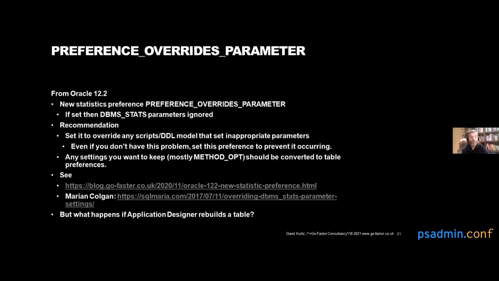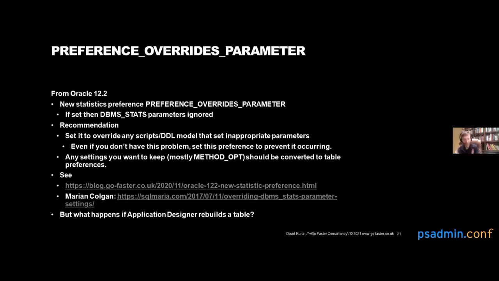Something that's new in Oracle 12.2, it's a very nice trick they've added. It's a statistics preference called PREFERENCE_OVERRIDES_PARAMETER. If you set it, every time you call DBMS_STATS with a parameter in the call, it will ignore that parameter. So you might say sample size 1%, but if you've set this, Oracle will say, I'm going to ignore whatever you've put in your call to DBMS_STATS. I'm going to go with the table preference, which by default would be the global preference, auto sample size, unless you've overridden it with a table specific preference.